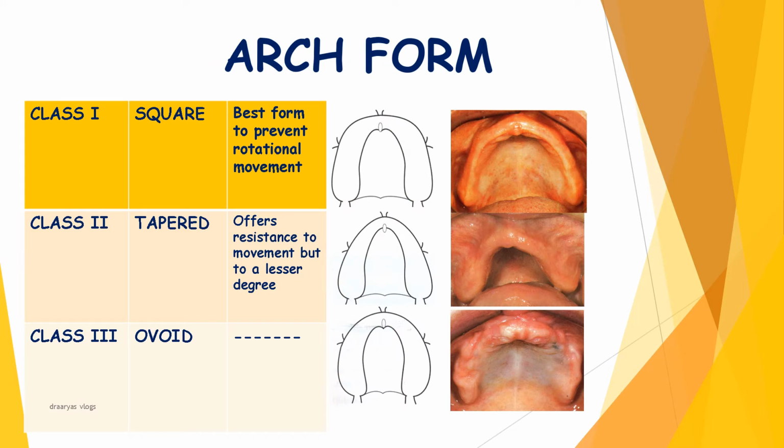Arch form, it is class 1, class 2 and class 3. Class 1 is square. It is the best form to prevent rotational movement. Class 2 is tapered. It offers resistance to movement but to a lesser degree. And class 3 is ovoid. They influence support and tooth selection. If opposing arches do not have the same form, the difficulty in tooth arrangement can be anticipated.